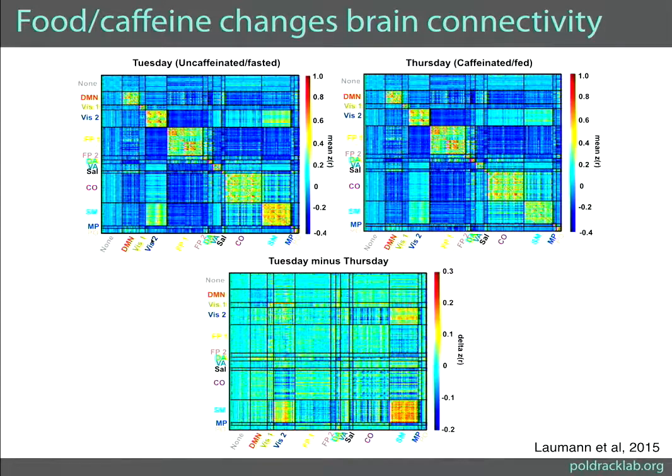This is the average correlation matrix for Tuesdays, and this is the one for Thursdays. By eye, they look pretty similar. Within each of these networks, there's pretty high correlation, and they're anti-correlated between them, or at least uncorrelated. But if you look at the comparison, you see that again there are some regions and networks popping out that seem to show higher variability. And again, it's in the visual network, which is that one, and the somatomotor network, and the connections between them.